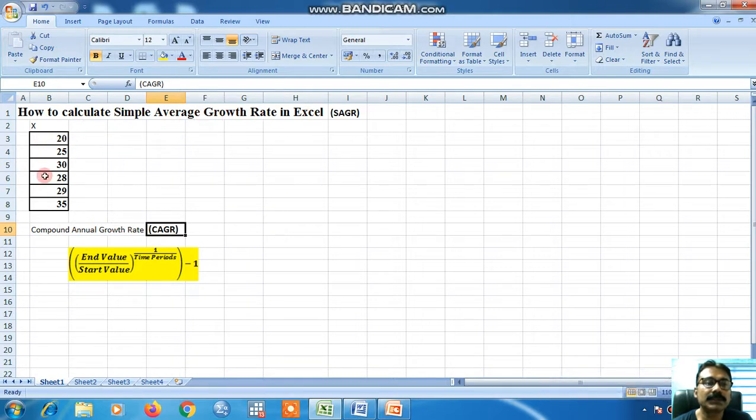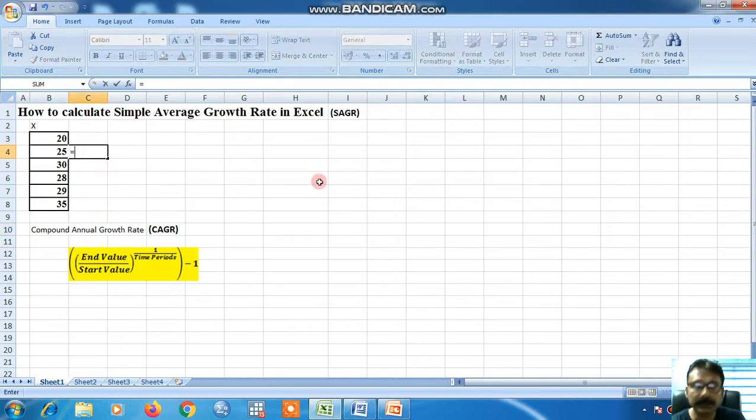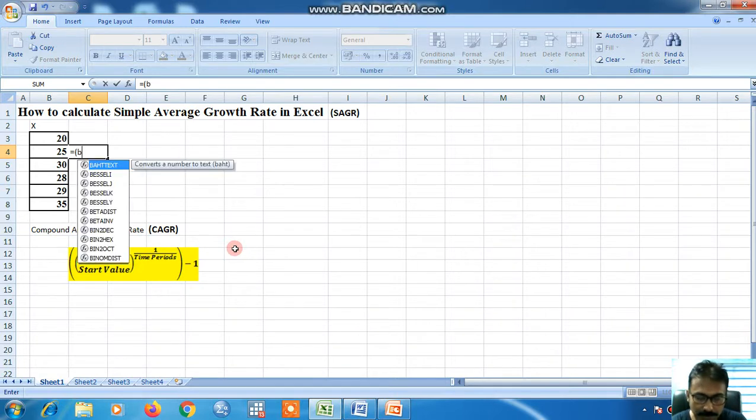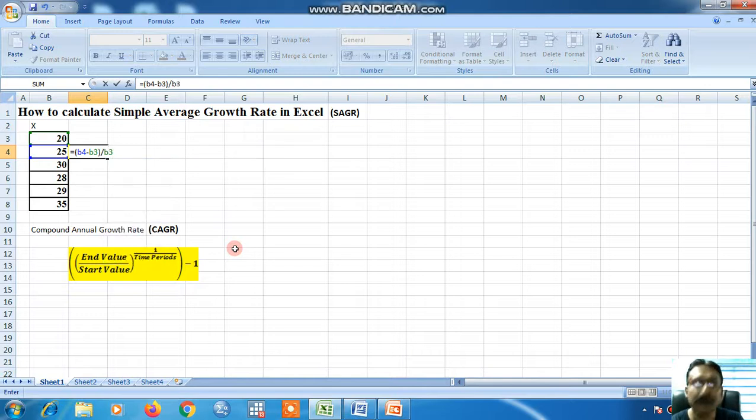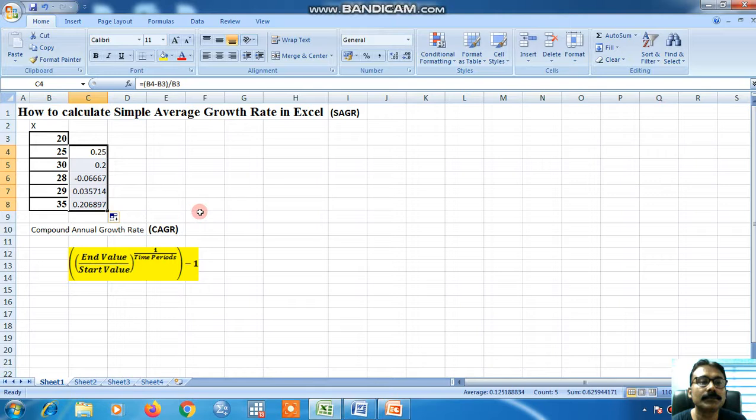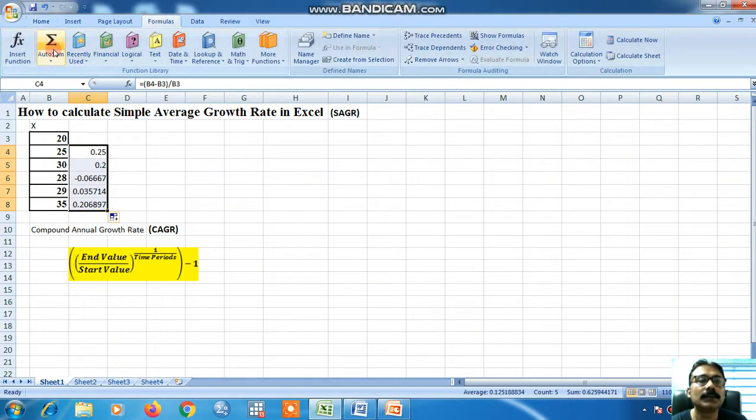What you have to do, suppose this is the data set. Okay, the variable is x. Now you have to start from this, and this is equals to, this is B4, so you have to write B4 minus B3 divided by B3. Okay, click and you will get the other values in this way. Then take the summation of this, formula, auto sum, this is the summation of all these values. Now you have to divide this value by the number of items, 1 2 3 4 5.